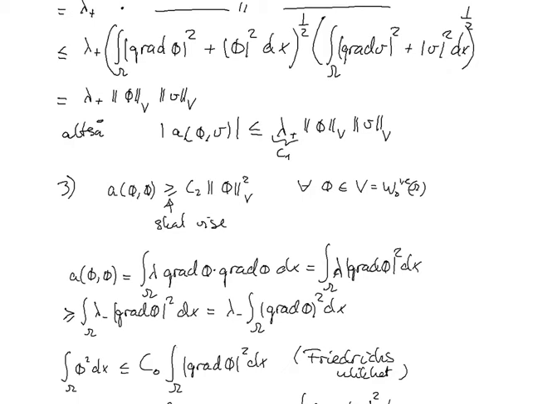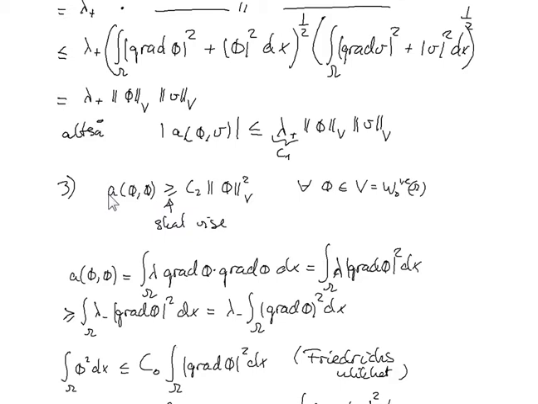Okay, let's turn to condition 3, the ellipticity property of the bilinear form. We are going to prove that a of phi is larger than some positive constant c2 multiplied with the square of the norm of phi. And this should be for all phi, and c2 is independent of which phi we choose, of course. So we are going to prove this.